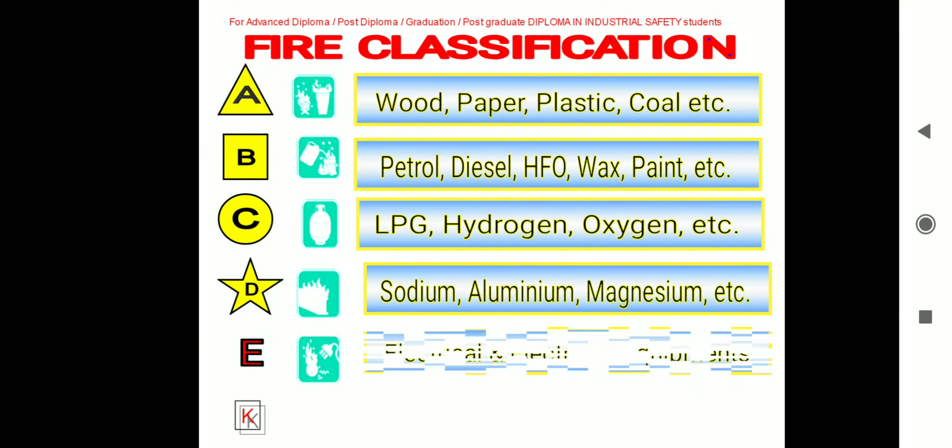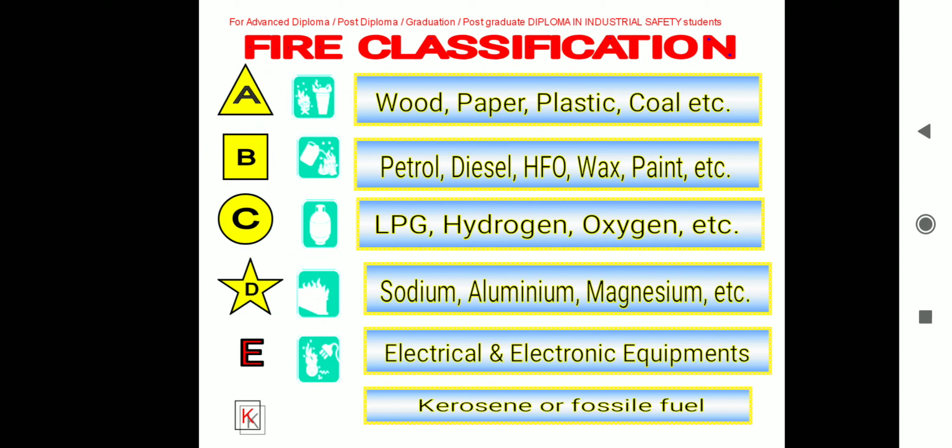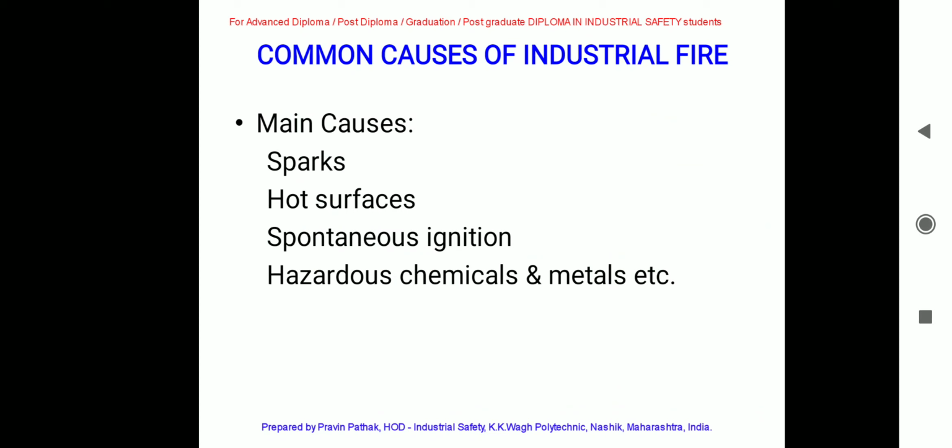For class A, the examples are wood, paper, plastic, coal, etc. For B, the liquids: petrol, diesel, HFO, wax, paints, etc. Then for C, that is gases: LPG, hydrogen, oxygen, etc. Then for D, metal fire: sodium, aluminium, magnesium, etc. For E, electrical or electronic fire, that is due to equipment. Then for K, kerosene or some fossil fuels having kerosene characteristics. So this is the fire classification and examples of fire classification.